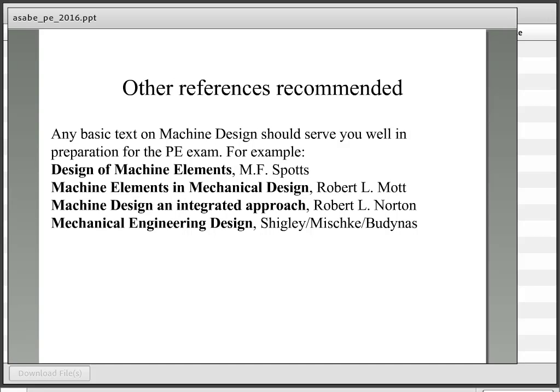So what I've listed here for this review on machine design is a few reference books that might be very helpful to you to have for your exam. The book that I use for the course that I teach is this one, Machine Elements in Mechanical Design by Robert Mott. I'm sure you can find any of these readily available online as used books for a fairly reasonable price.